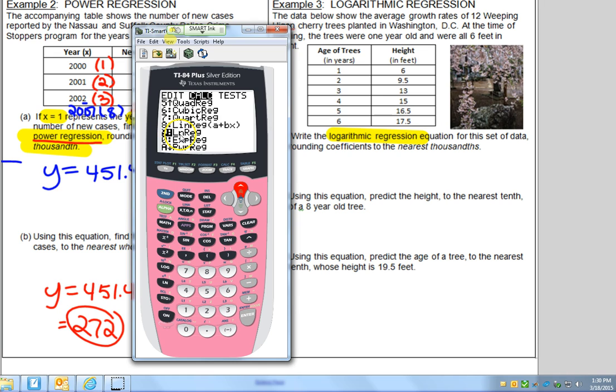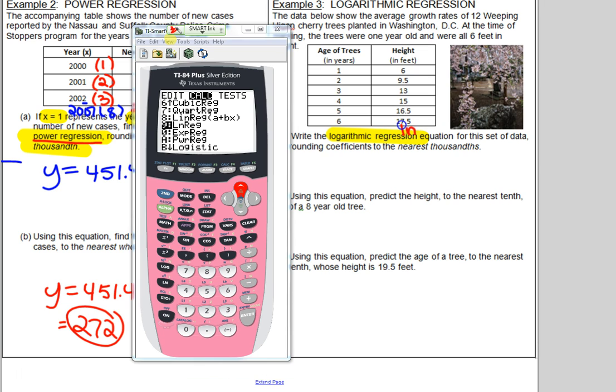Remember, ln is log, so don't look for log, because some students will mistakenly on the 84s go to logistic because they want to see log, but notice it doesn't have a reg after it. That is not a regression. So we want the ln for these ones on the 84. Okay, so we go ahead and type that in.